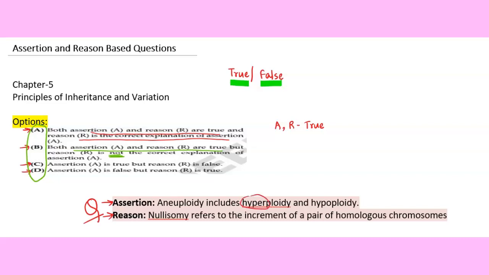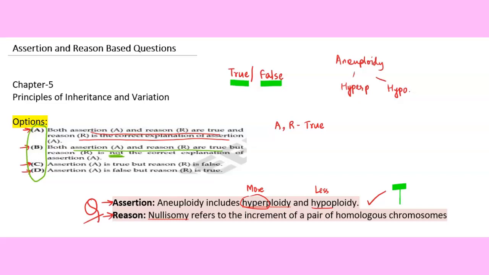Whenever the word hyper is there, it means more. Whenever the word hypo is there, it means less. So yes, we studied this, that aneuploidy is of two categories. It could be hyperploidy or it could be hypoploidy. We learned it. So that means this statement is true and the assertion given is absolutely right. So this statement is true.